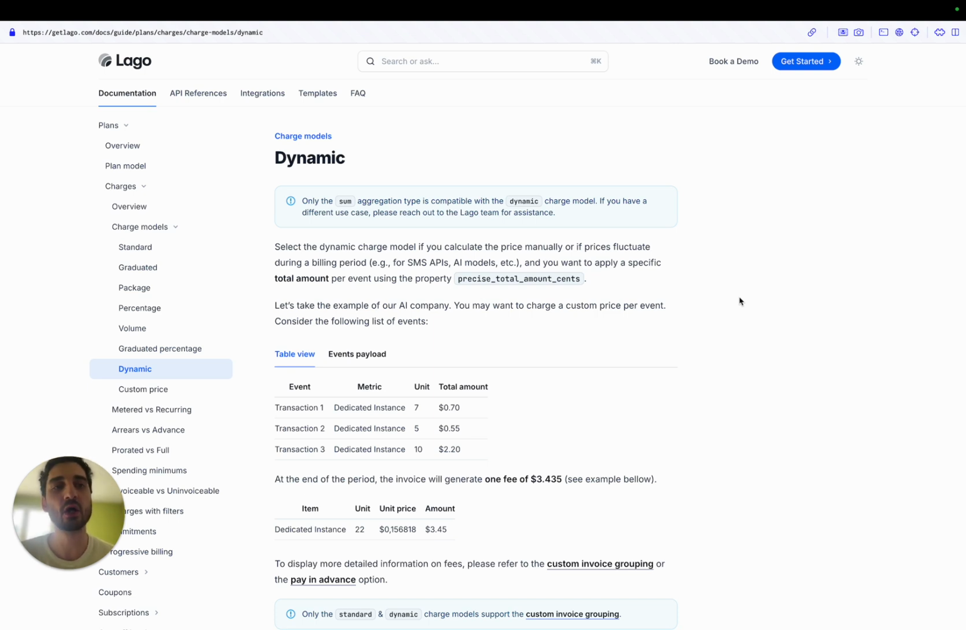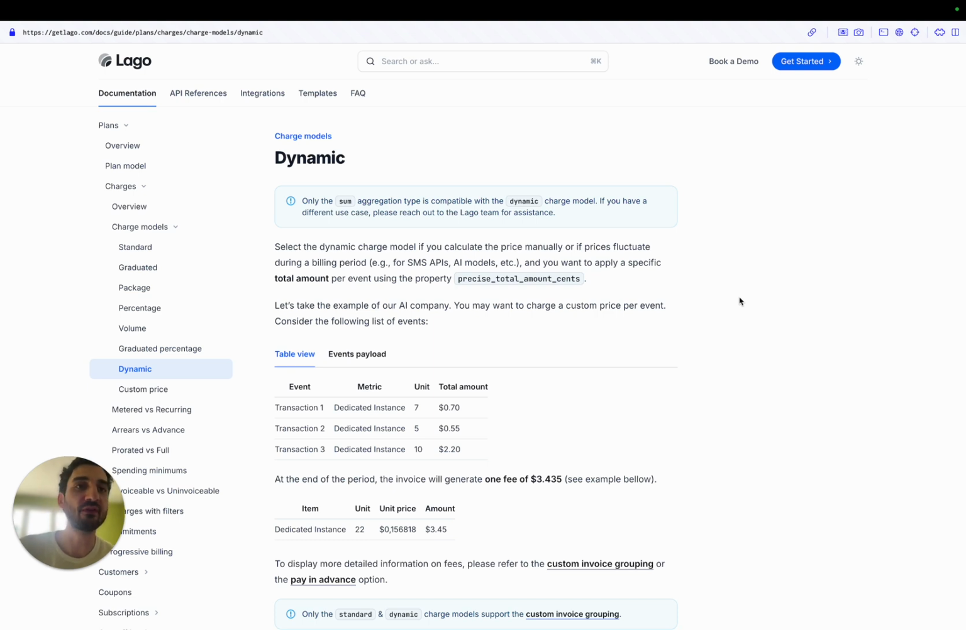You are an AI company and the prices for a token are evolving and fluctuating during a billing period based on the cost you have on your side, the server on your side, the different models you're using. You know the prices that are applied to your customers, but this is not a fixed price. It is always evolving during the period. Then dynamic pricing is very useful.